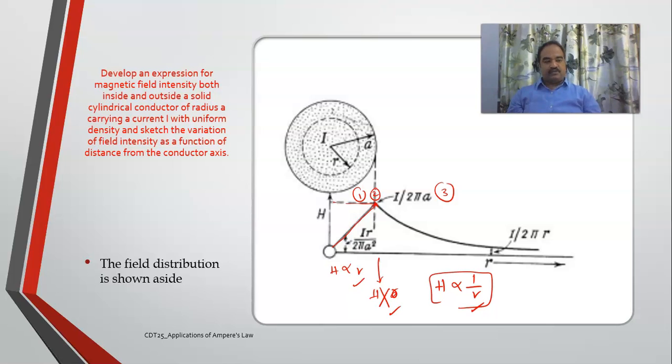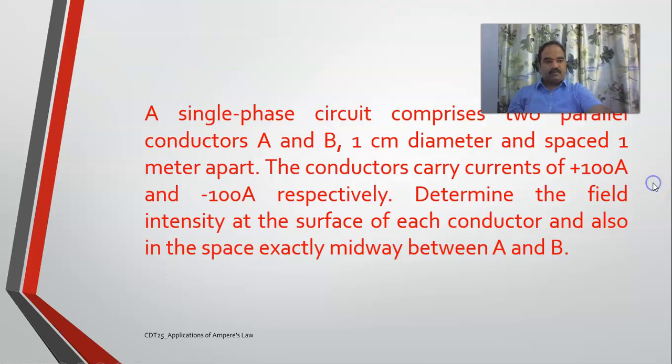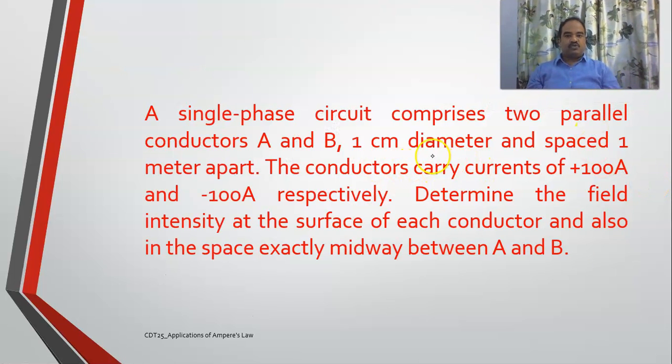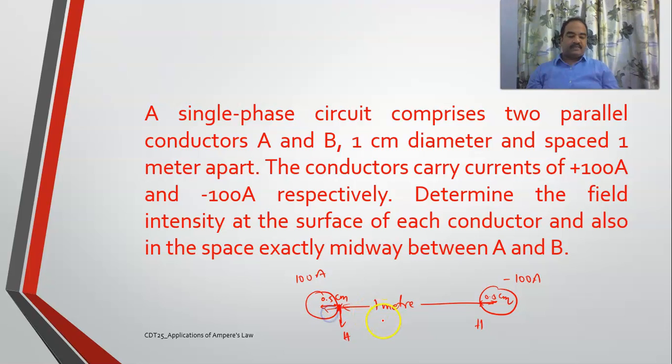Now, moving on to the next one. We will do one more problem today. A single phase circuit comprises two parallel conductors A and B, 1 centimeter diameter and spaced 1 meter apart, which means that there are two conductors. Each has 1 centimeter diameter, which means 0.5 centimeter is the radius. The conductors carry 100 amperes and minus 100 amperes. Determine the field intensity at the surface of each conductor. So here he wants H, here or here. They are spaced 1 meter apart.